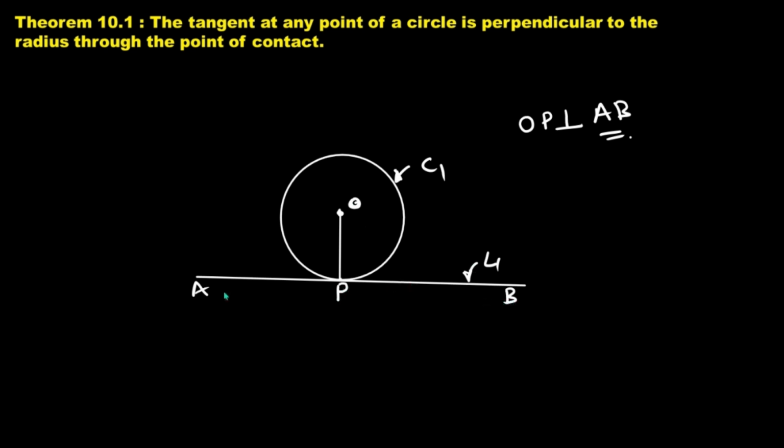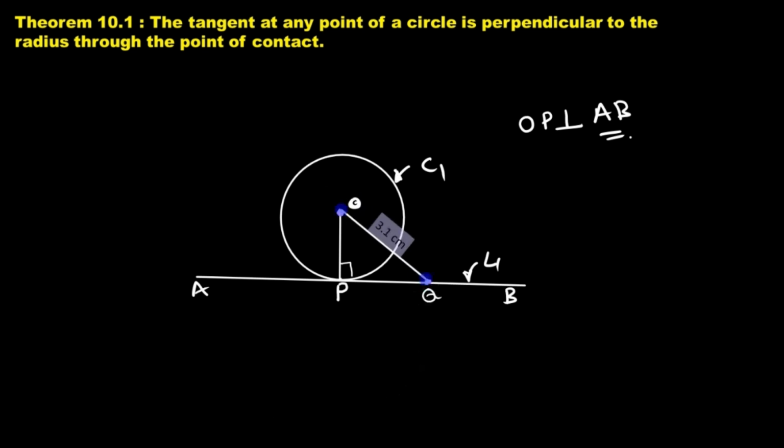AB is the tangent at the point P on the circle, right? So we need to prove that this has a 90 degrees angle. Let's take any point on this line. Let's take this point arbitrarily as Q. If we join these two points.